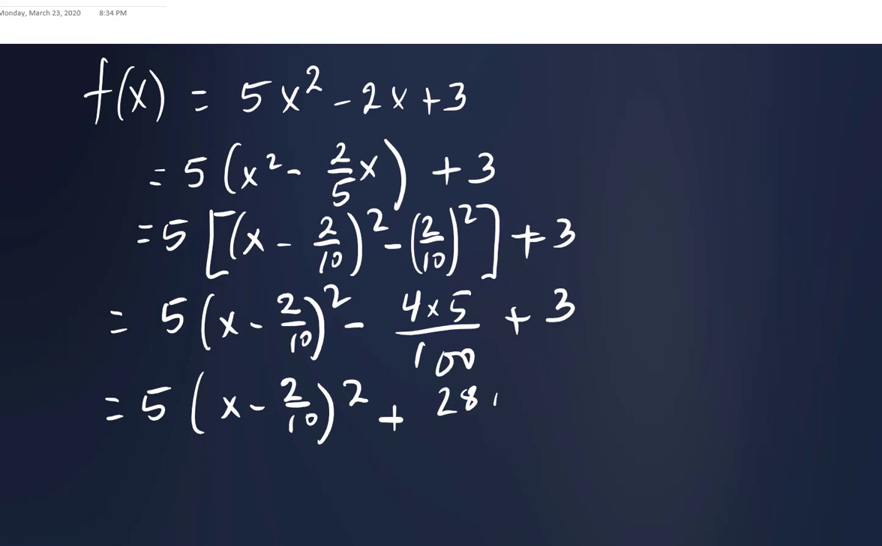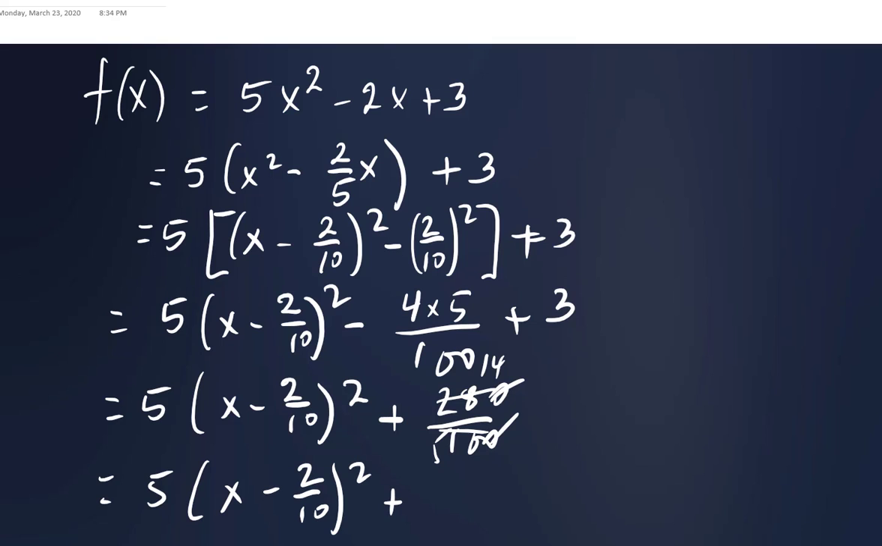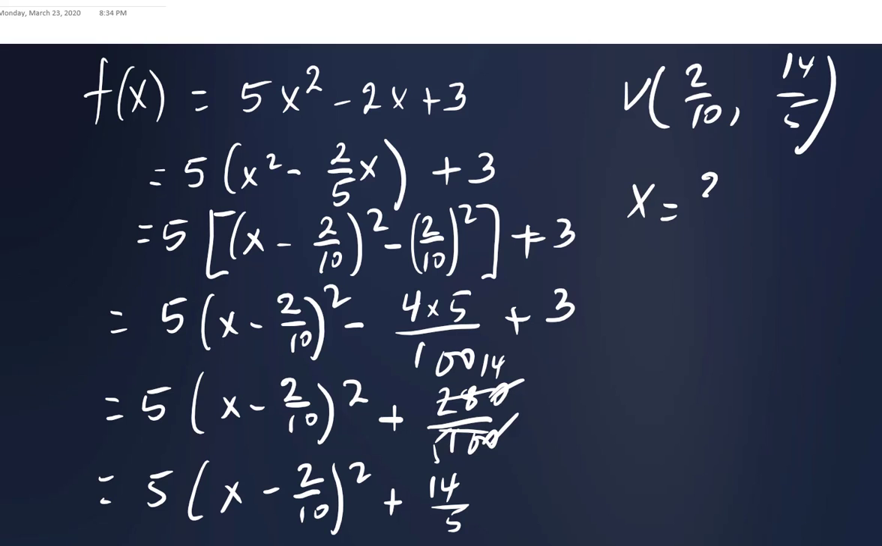100 plus 280 over 100. We can simplify by 2, 14 over 5, correct? So finally it's equal to 5 factoring x minus 2 tenths squared plus 14 over 5. We can just say that the vertex is at 2 tenths for x and 14 over 5 for y, correct? And axis of symmetry equation is x equals 2 tenths. Okay, I hope this is what you found when you tried.